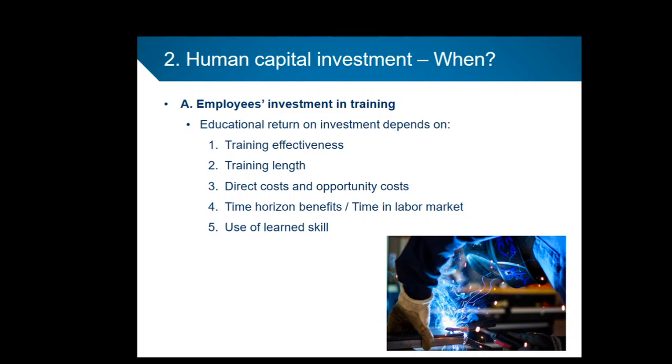Third are the direct and indirect costs or opportunity costs. So training typically incurs some costs. For example, the tuition fee. This can also, of course, be course material. This can be transport costs. These are direct costs because you pay for them directly.